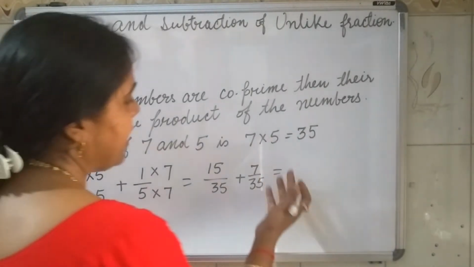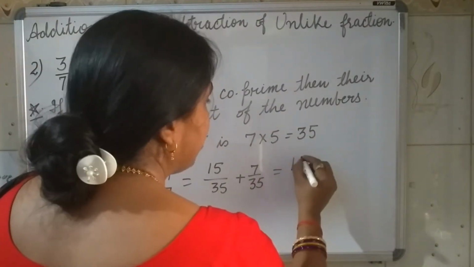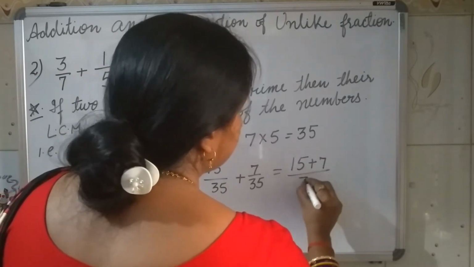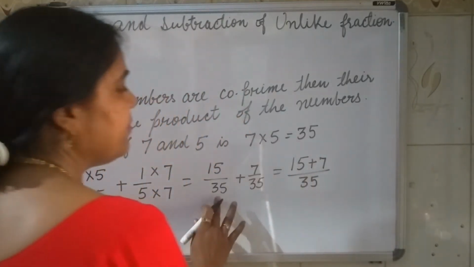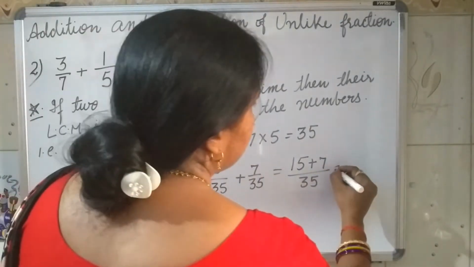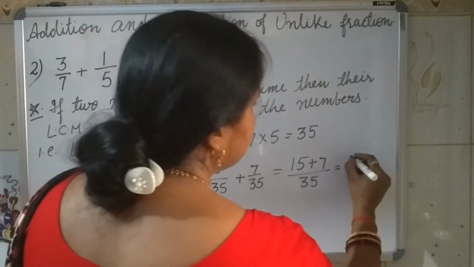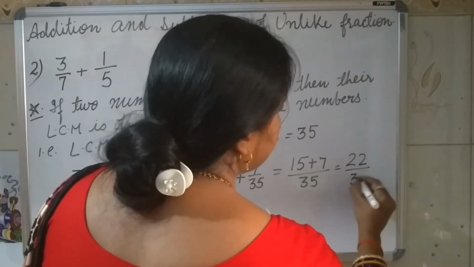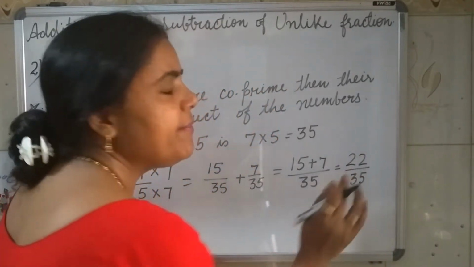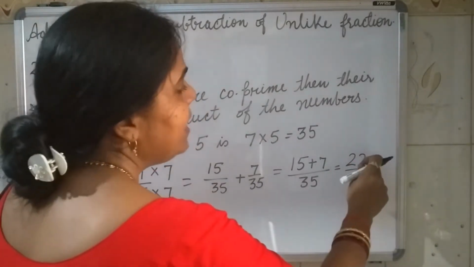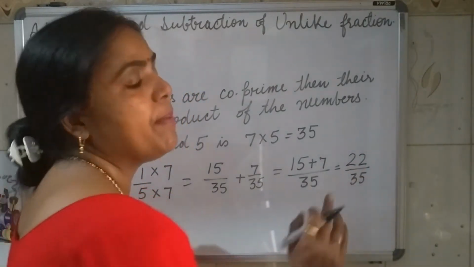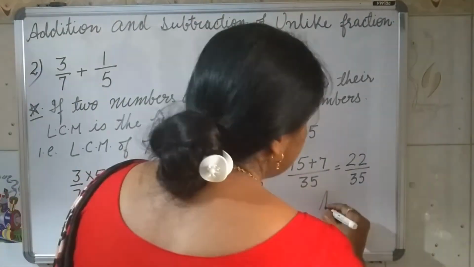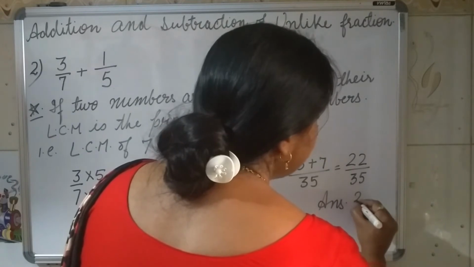So as we are doing this addition of like fractions, it is sum of the numerator upon denominator. This is the common denominator. Okay, 35 is the common denominator. So 15 plus 7 is 22 upon 35. Now is 22 upon 35 divisible by any number? No. 22 is divisible by 2 and 35 is divisible by 5. So they both are not divisible by any common number. It means it is the lowest term and this is the answer.